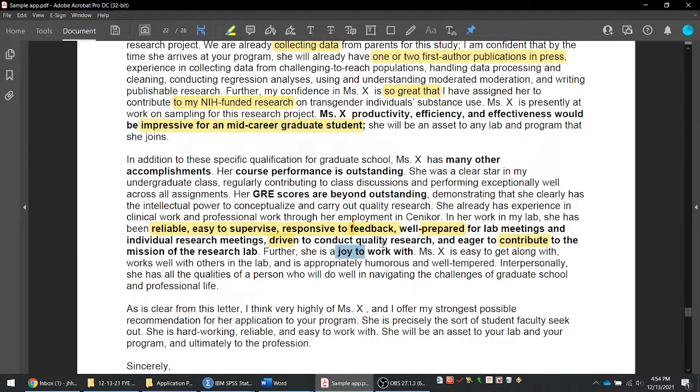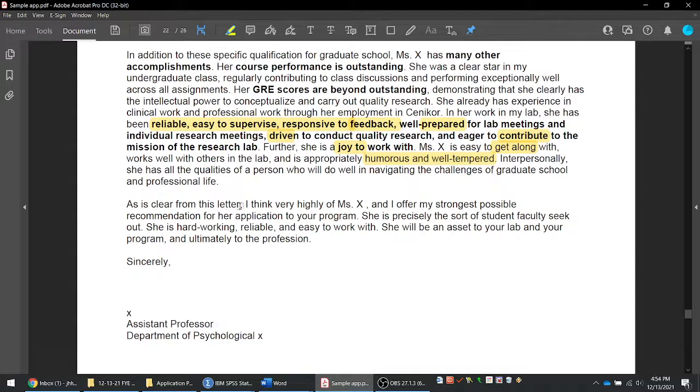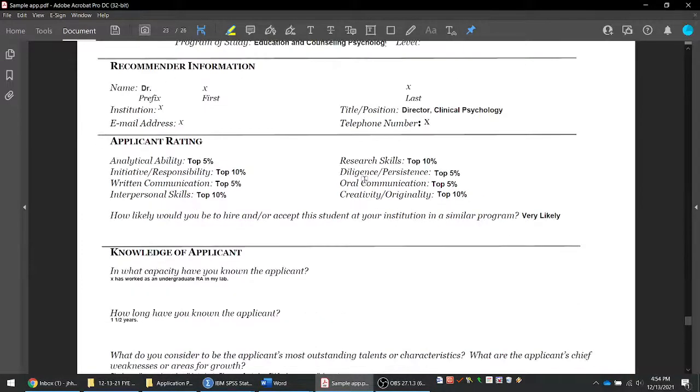"Joy to work with." We like that. We want to have fun with the person. We want to feel good about interacting. "Easy to get along with." That's important. Probably humorous. "Interpersonally, good. Can handle stress." It's good. "I think very highly, strongest possible recommendation." Love to see that. This letter really fills you with confidence. So that's great. Okay, fives and tens here.